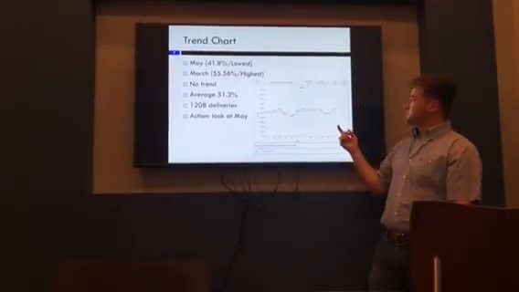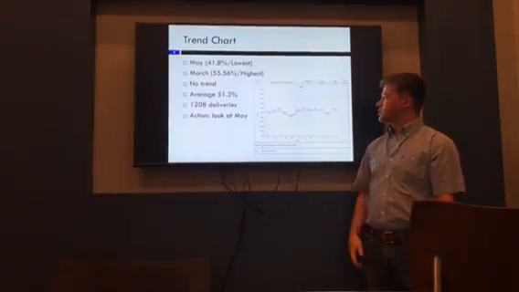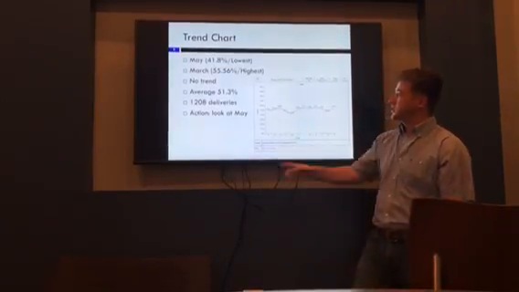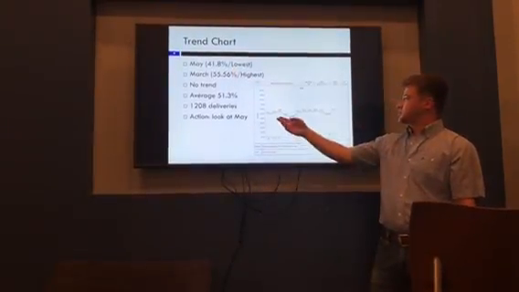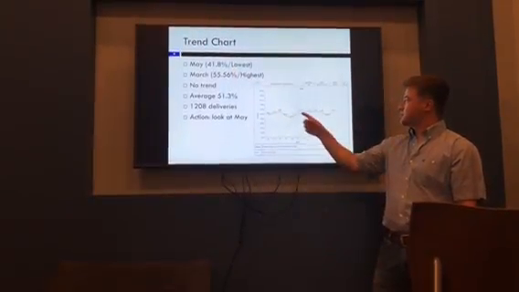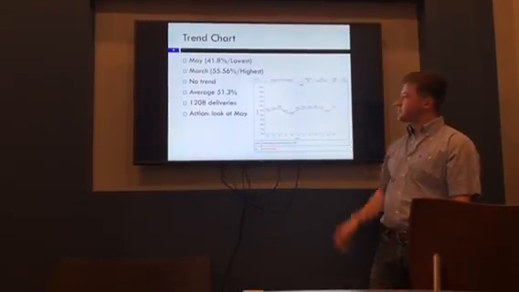So here's the trend chart. May would be the lowest, which is right here. March would be the highest, and those are the percentages. There's not really a trend in this graph. I mean, it kind of goes up down here and then slopes down and kind of goes back down.